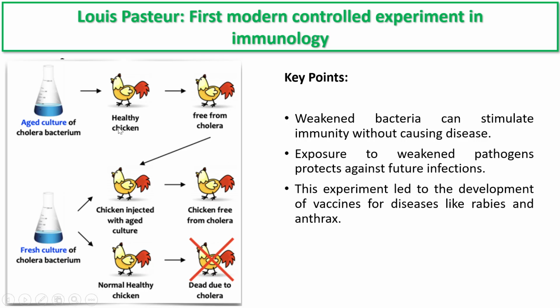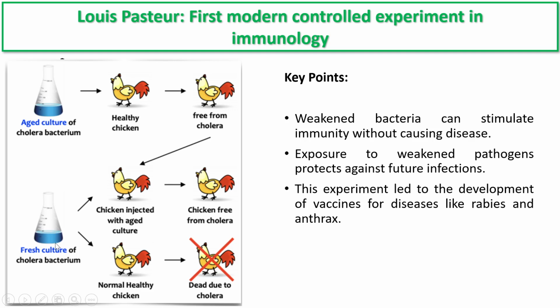Louis Pasteur also did a similar experiment. He took some old culture of cholera bacteria and inoculated it into a healthy chicken, and after a few days he found that this chicken was free from cholera. Although this was a culture of cholera, so it was supposed to induce cholera disease in this chicken, it was free from the infection.